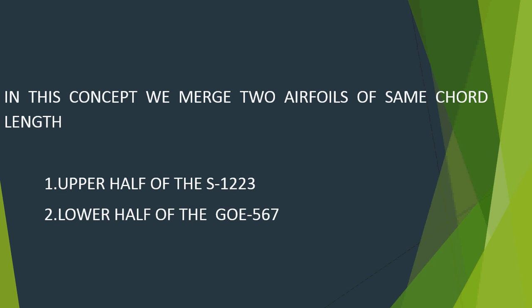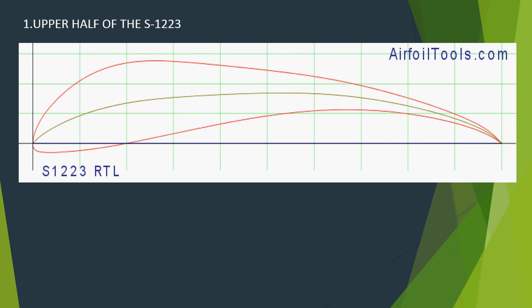In this concept, we merge two airfoils of the same chord length: the upper half of S1223 and the lower half of GOE 567. Now this is the S1223 airfoil. In this airfoil, we have a highly cambered upper surface for creating good lift. So it is well and good, but the lower surface is also curved, so we can't satisfy the Kutta condition.